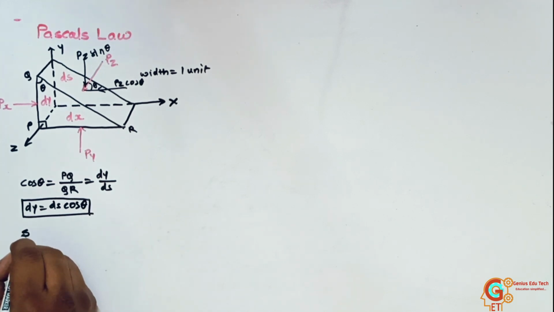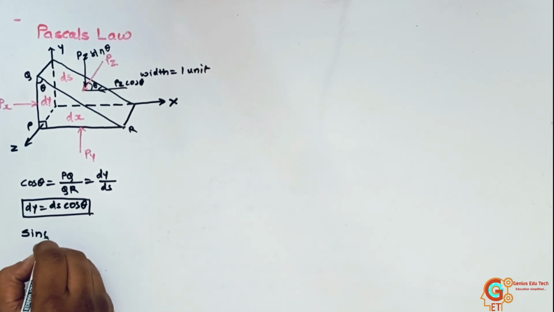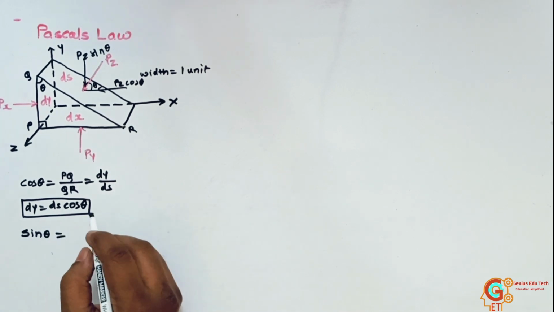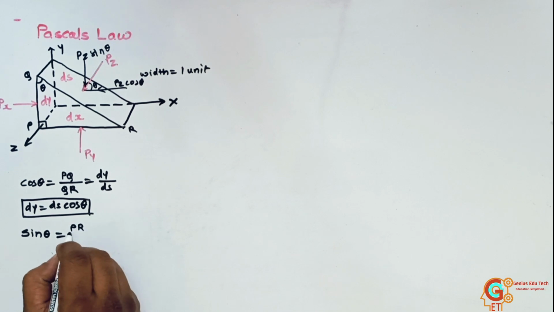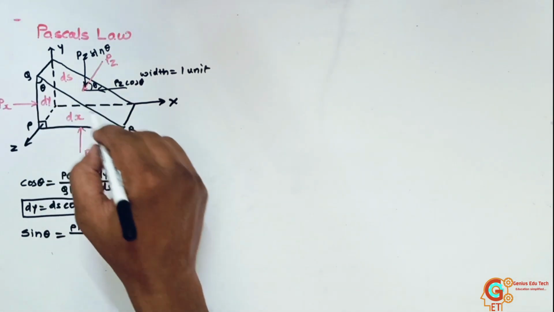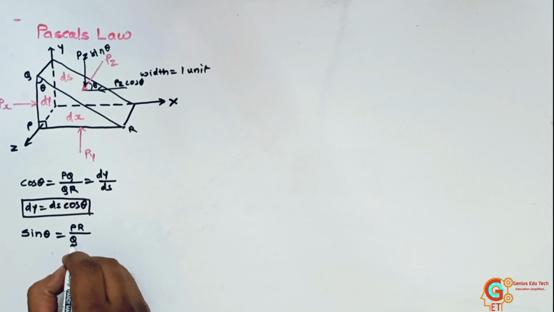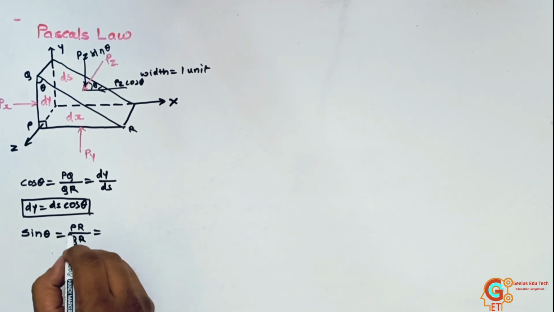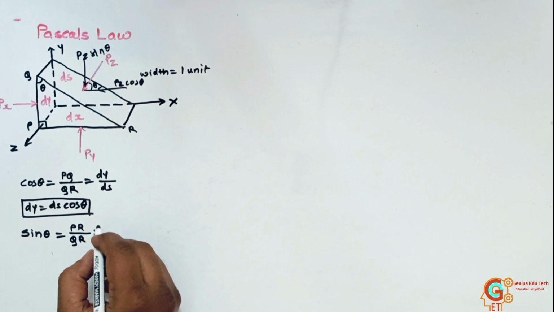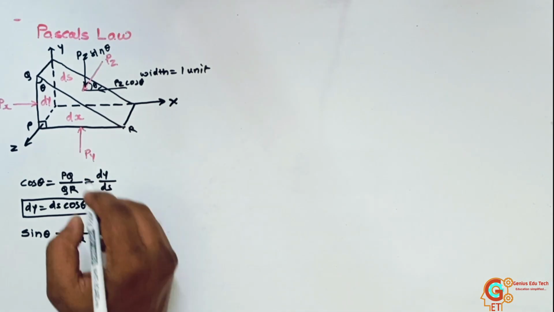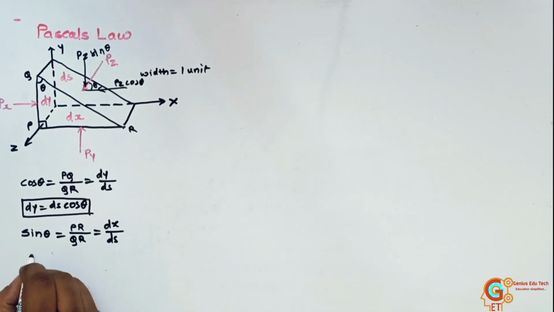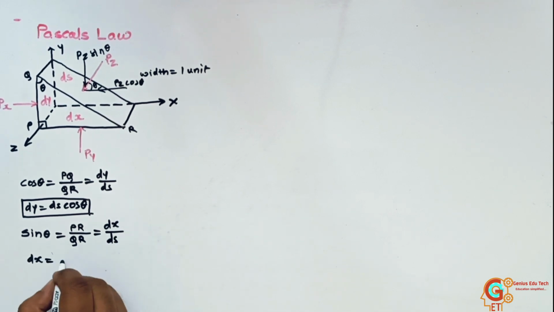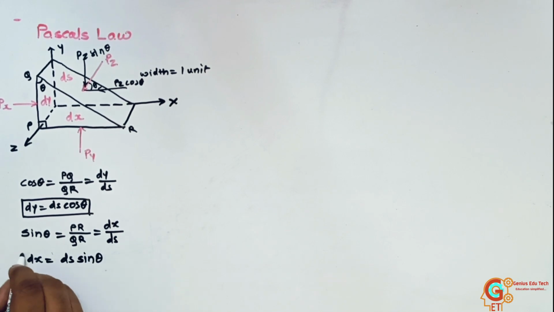Similarly, for sin theta, I can write PR upon QR. But what is PR? PR is nothing but dx and QR is nothing but ds. So I can write dx is ds sin theta.